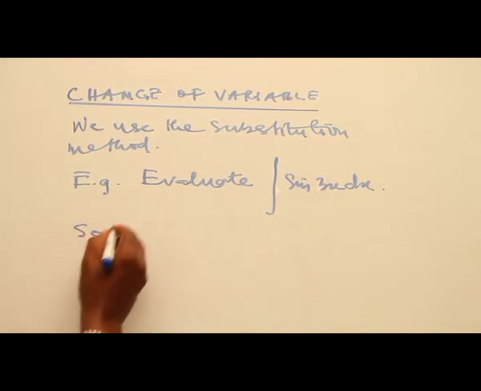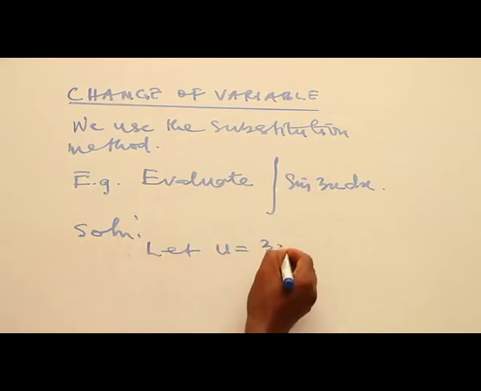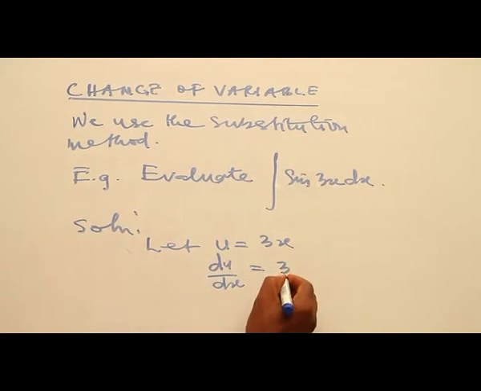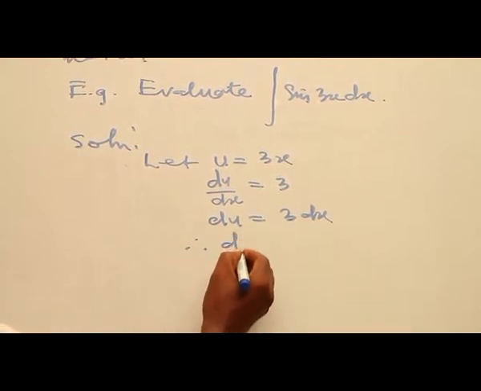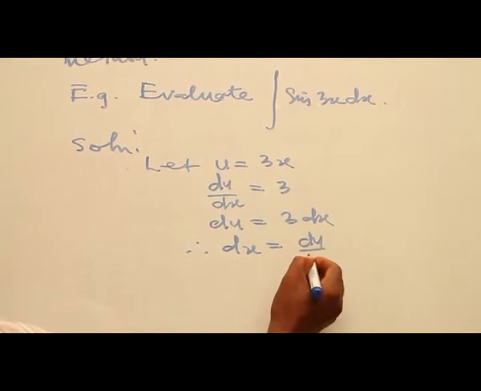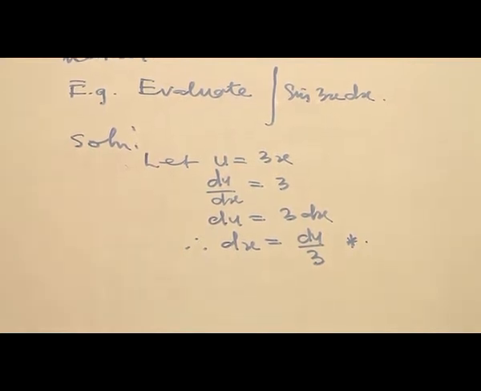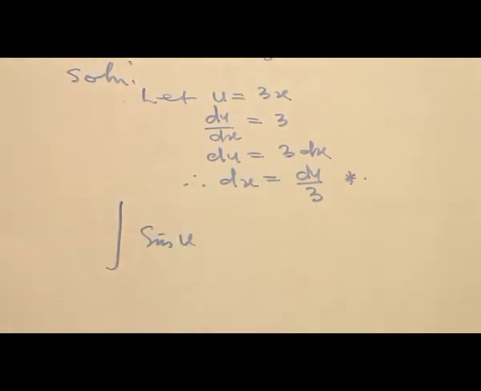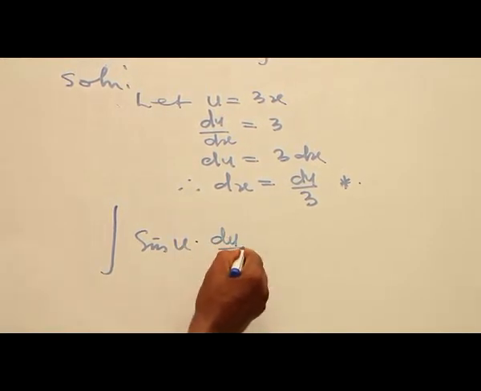Now, in our solution, we will say let u be equal to 3s. In other words, du all over ds is equal to 3, so that du is equal to 3 times ds. Therefore, ds is equal to du all over 3. Take note of this, that's the first step. So we will replace ds by du all over 3, after we have made u equal to 3s. So we now have the integration of sin u, because 3s is now u, and ds is no longer ds but now du all over 3.